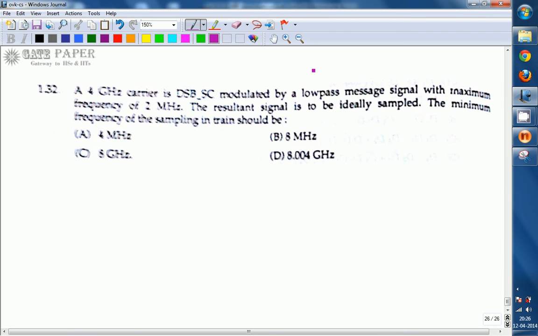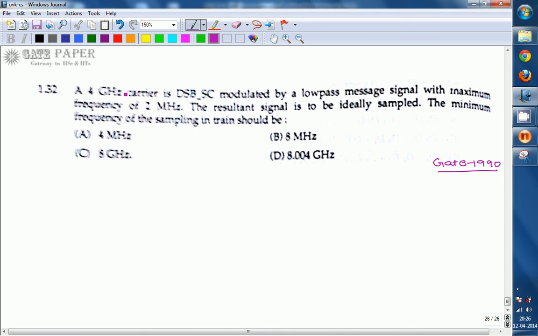Okay, this is a question from communication systems, and the topic is related to amplitude modulation. This question was given in GATE 1990. Just look into the question.